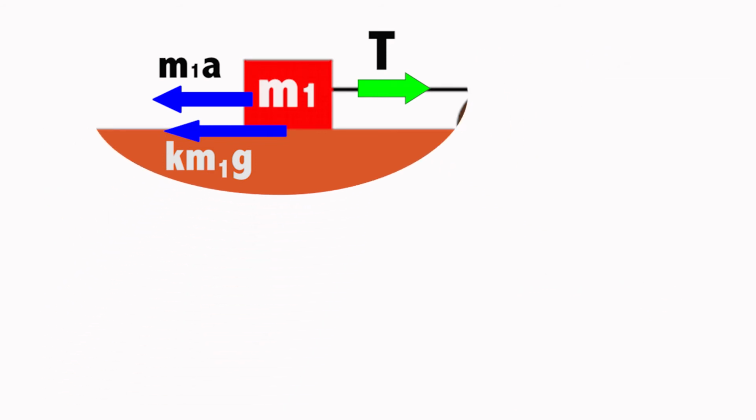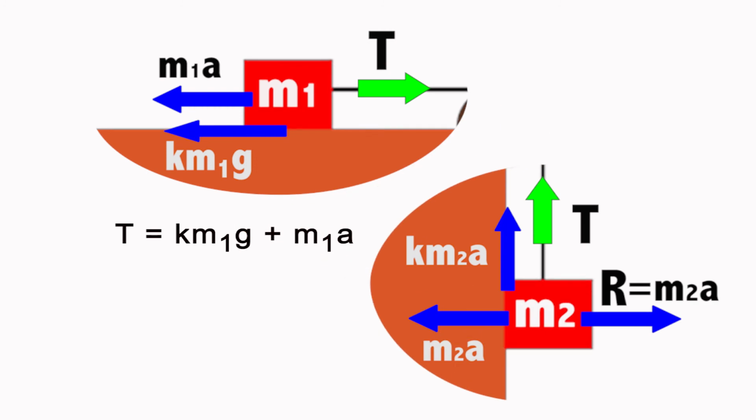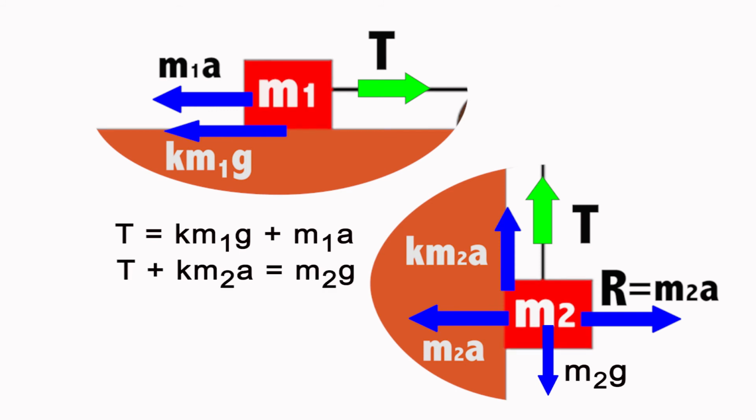Now, taking the free body diagram of m1 and noting that pseudo forces would mean that an observer would note m1 to be at rest relative to block A, all forces towards right would be equal to all forces towards left, that is T equal to K m1g plus m1a. Similarly, for m2, all upward forces should be balanced by all downward forces. So, T plus K m2a equal to weight of the mass m2.